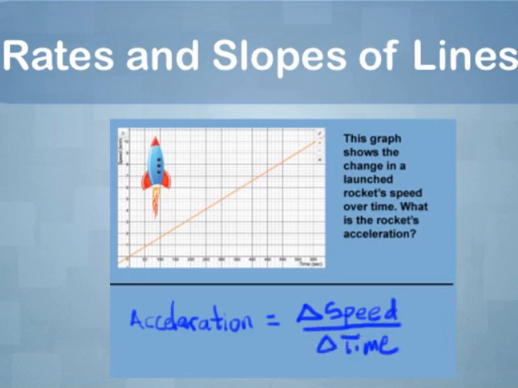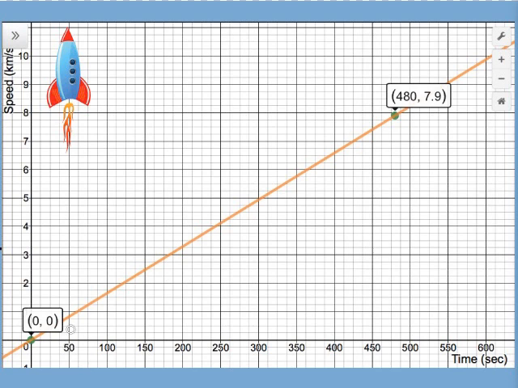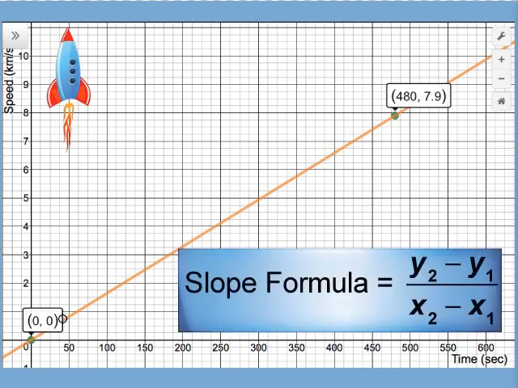To find the change in speed and change in time, find two coordinates on the graph, as shown here. We will use the coordinates 0, 0 and 480, 7.9. The rate of change from one coordinate to another is found using the slope formula. These are the y-coordinates, and these are the x-coordinates. Let's designate these coordinates as x1 and y1. And let's designate these coordinates as x2 and y2.